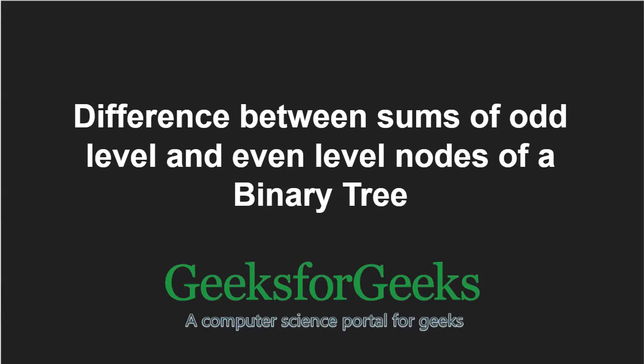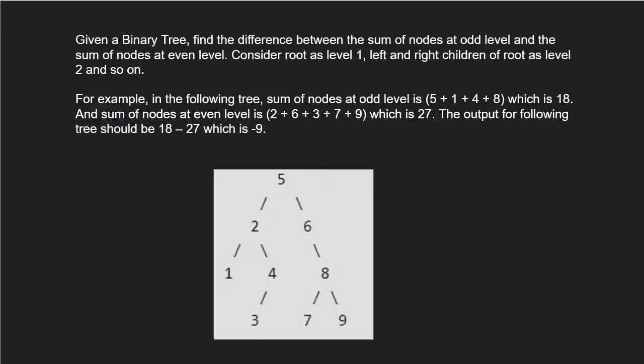In this video we are going to understand the program which finds the difference between sums of odd level and even level nodes of a binary tree. First, let us take an example. In this binary tree, the sum of nodes at odd levels is 18 and the sum of nodes at even levels is 27. So the final output will be 18 minus 27, which is equal to minus 9.